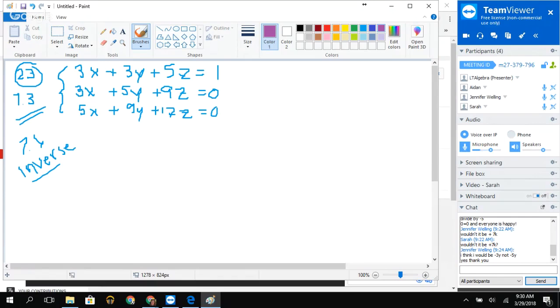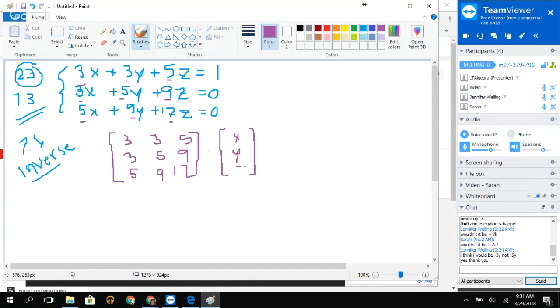equation, what that means is that I'm going to have a 3x3 matrix that contains my coefficients. So I have 3, 3, 5, 3, 5, 9. Are these really all plus? Yeah, they are. That's nice. 5, 9, 17. All I did is take the coefficients of each of my variables and put them in a 3x3 matrix. Then I'm going to multiply that by my variable matrix: x, y, and z.